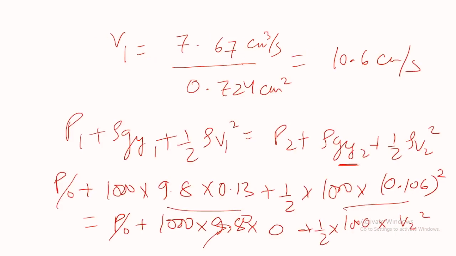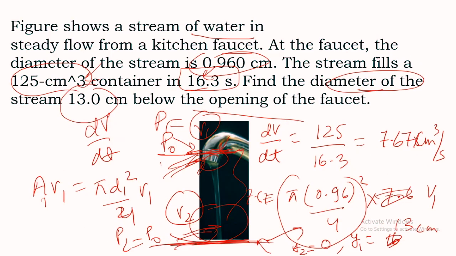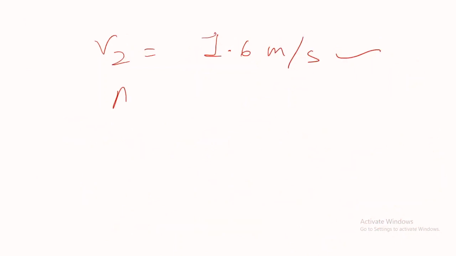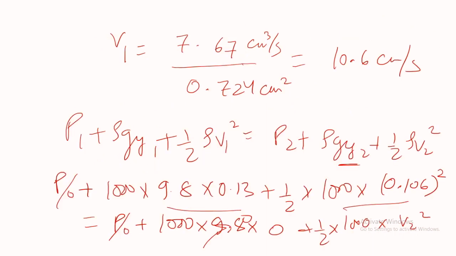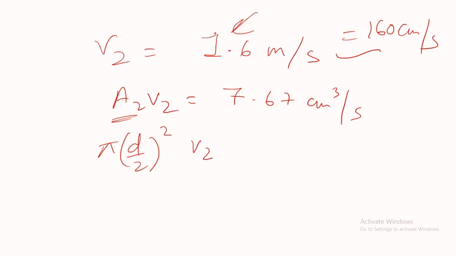So this is how you solve for part A. No, sorry, there is no part A. So first we have calculated V2. Now, because you know the flow rate, you can just use A2V2 as the flow rate here. So A2V2 is equal to 7.67 centimeter cube per second, and this A2 is equal to pi d by 2 whole square, into V2. This we first have to convert into centimeter per second. Here, why did this come in meter per second? Because everything was in SI units when we solved that.